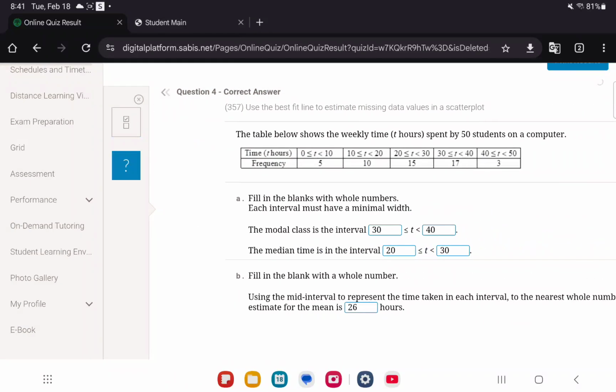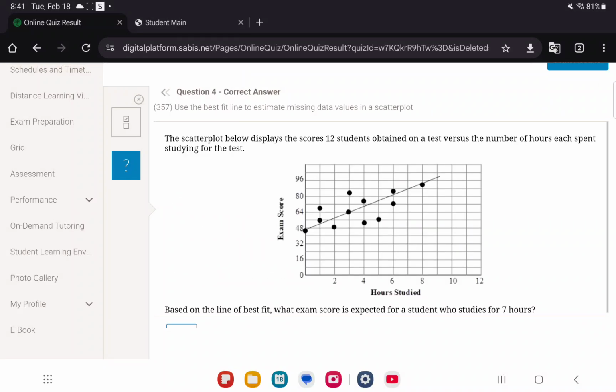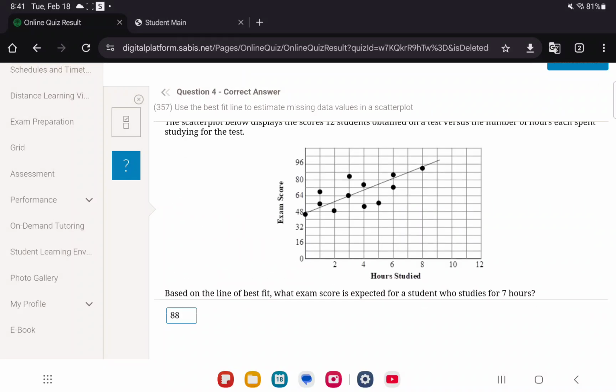Now let's go to question number 4, the last and final question. This is a very easy one. I showed you it in the other one. Here they're telling you, based on the line of best fit, what exam score is expected for a student who studies for 7 hours? You go to 7 hours, you go up. This is where it might be a bit tricky.